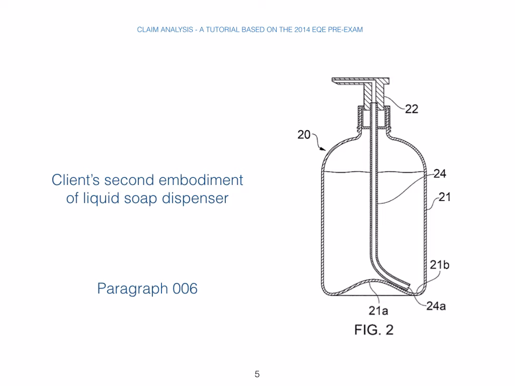What we see here is 20 is a liquid soap dispenser, 21 is a bottle, 21A is a dome-shaped part, 21B is the lowest part of the bottle, 22 at the top is a hand pump, 24 is a tube which comes down the middle of the bottle and is bent at its bottom end, as you can see in the drawing. And paragraph 6 specifies that nearly all of the soap can be removed from the bottle using this liquid soap dispenser.